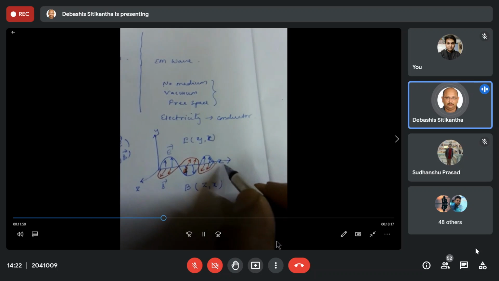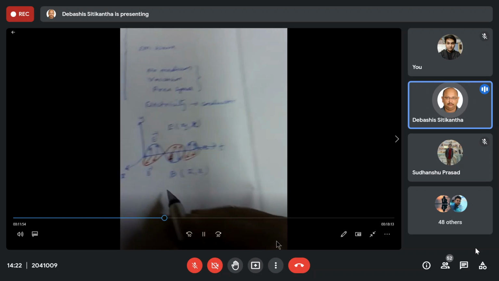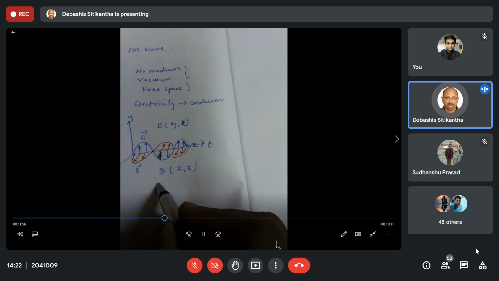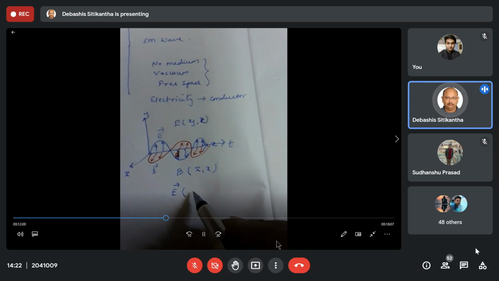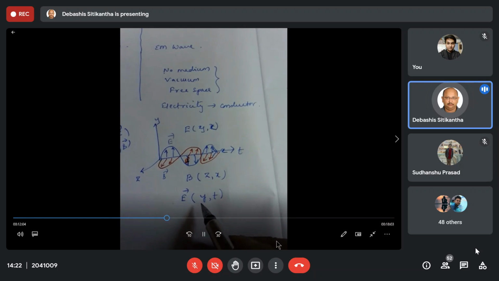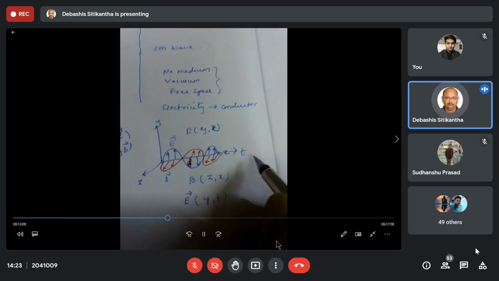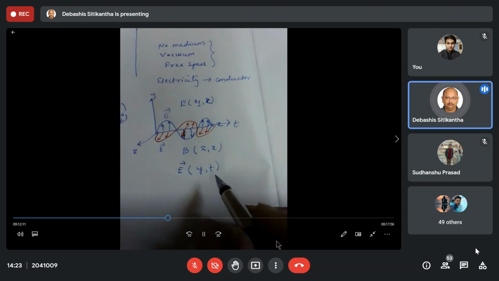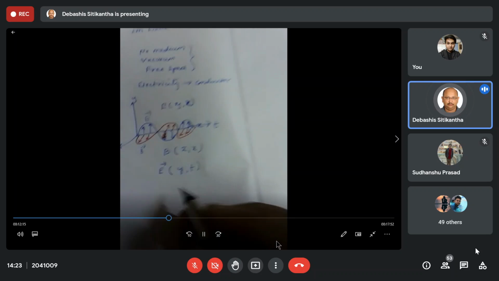Now in the x-axis I have depicted the time, let us say t. So in this way I can also write that your electric field is varying as a function of y comma t, because its magnitude is along the y-axis and it is propagating in the direction of the x-axis, and since it is traveling, I have taken the time.